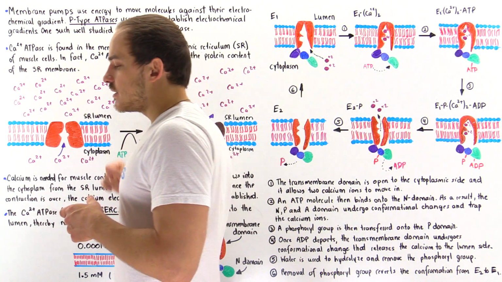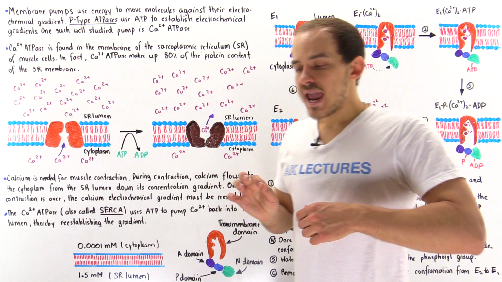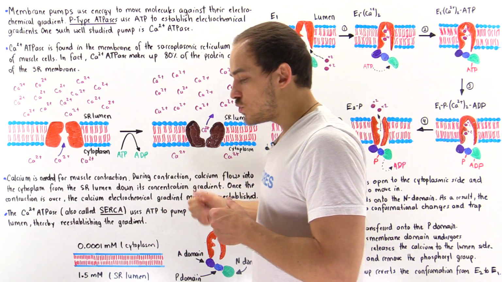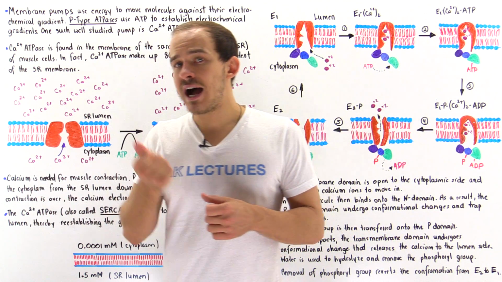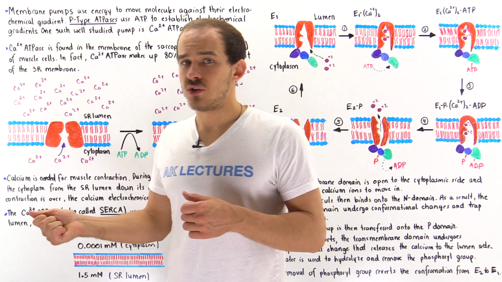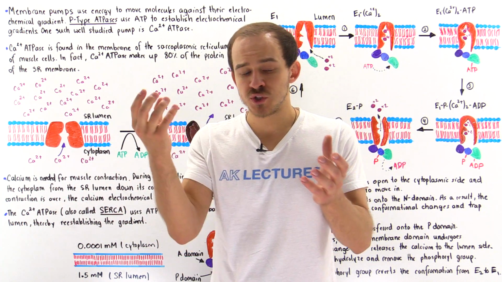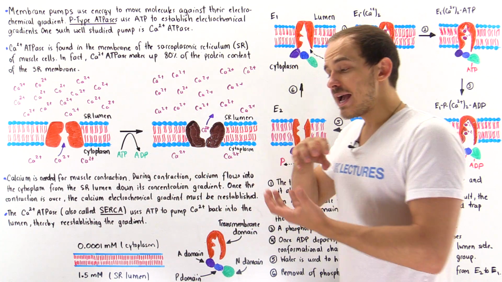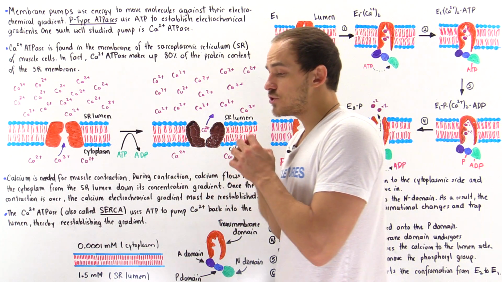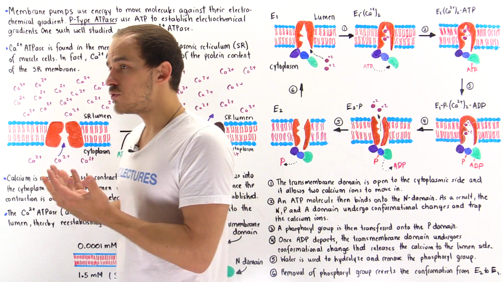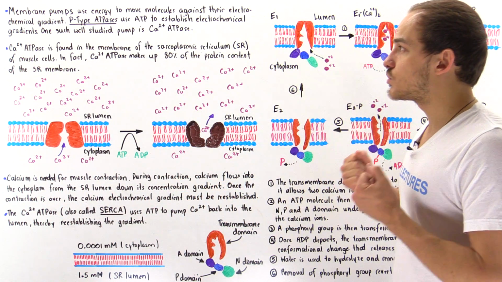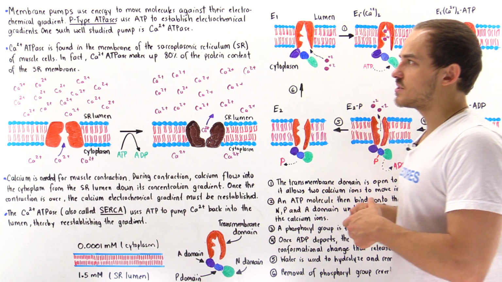Well, the P stands for phosphoryl, and in a P-type ATPase, they hydrolyze ATP molecules, and they use that phosphoryl group to attach it onto that membrane protein, that pump, and then that creates a conformational change in the pump that allows the pump to actually move the molecule against the electrochemical gradient, as we'll see in just a moment.